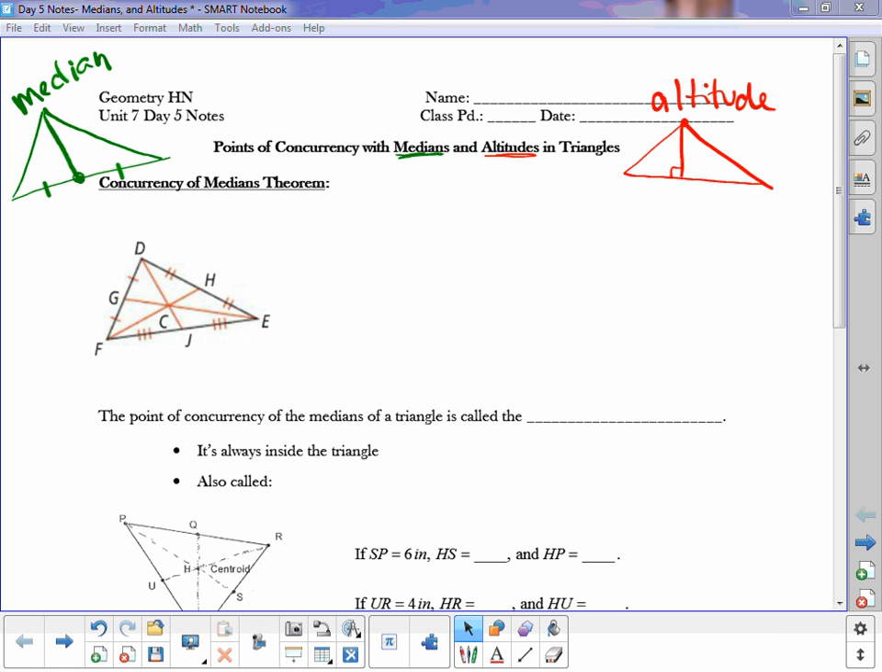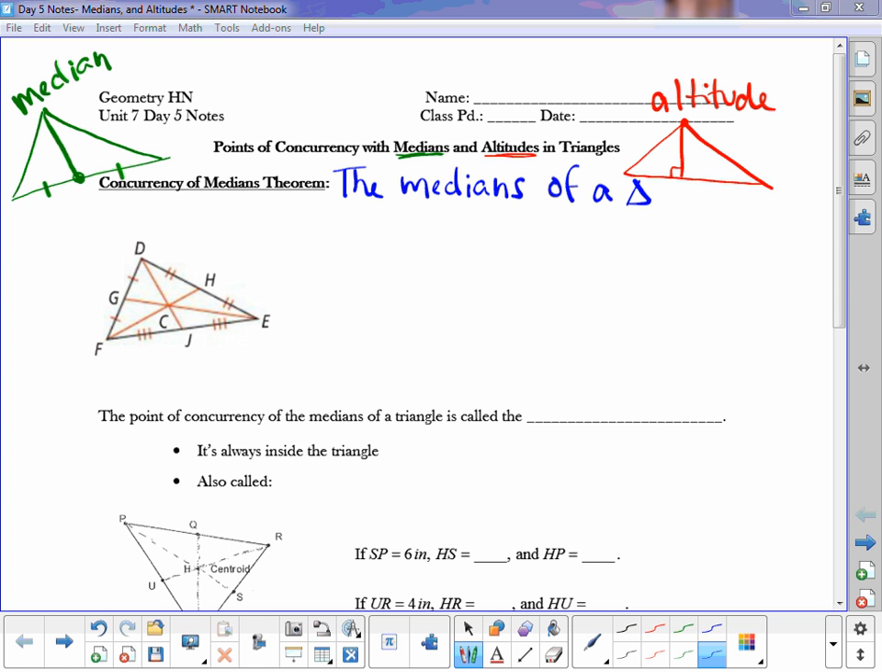So just like our other special segments intersected at one particular point, we have that same thing to be true for both medians and altitudes. Our first one we're taking a look at is medians, and we have a theorem called the concurrency of medians. The medians of a triangle intersect at a point.